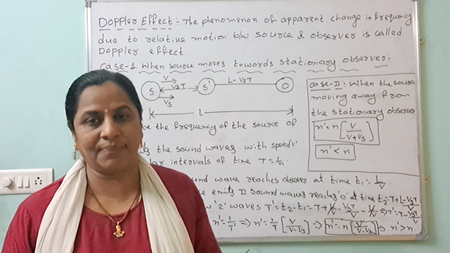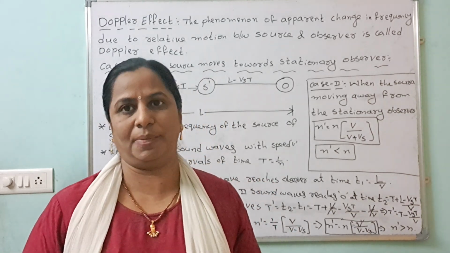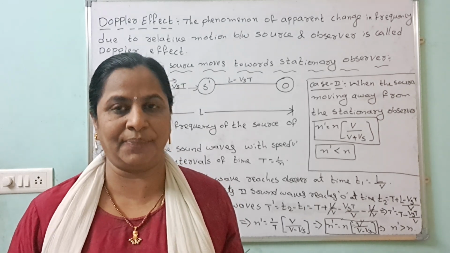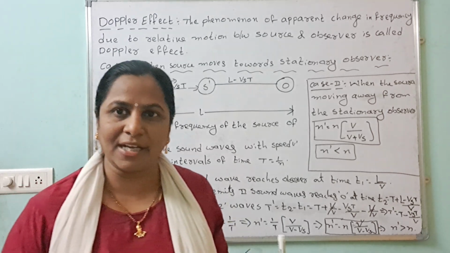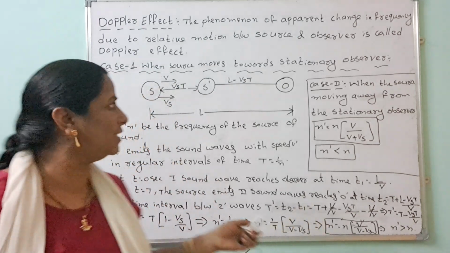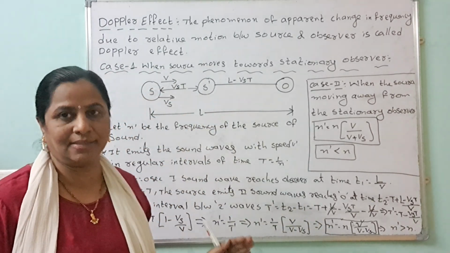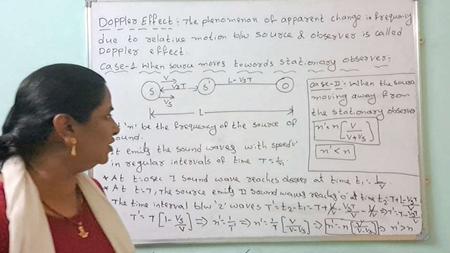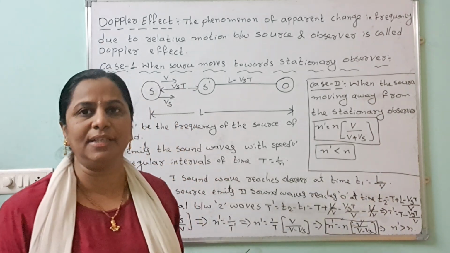I am repeating this. The relative motion between the source and observer is called the Doppler effect. In this we are going to discuss two cases. In case 1, the source is moving towards the stationary observer. The speed of the source is Vs, the speed of sound is V, and the distance between the stationary observer and source is L. In the first case, the source is at S, giving the sound. How much time will it take to reach you? T1 equals distance by V, the speed of the sound wave.